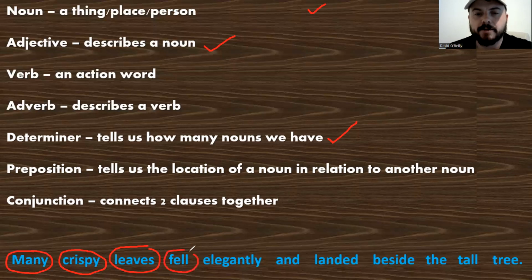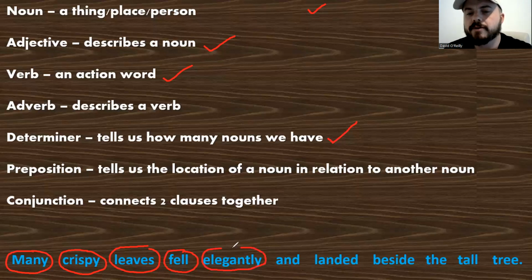Okay, we've got the word fell. What is fell? Have a look through the list. What do you reckon the word class is? It is a verb. It's an action word. It's doing something. It's falling. That's an action. It's falling. Okay. Then we've got elegantly.